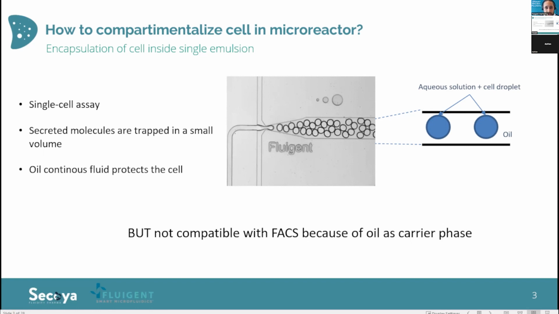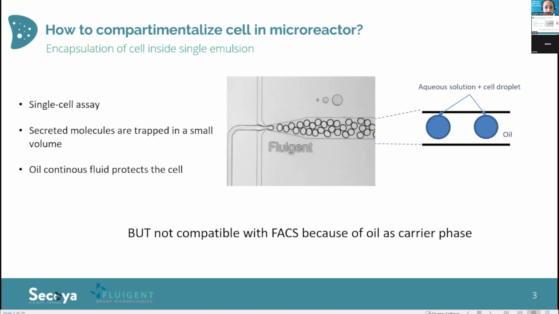However, this is a technology which has a limitation because the surrounding carrier phase is oil, and oil cannot be compatible with the FACS. When you are using a FACS, you have an aqueous buffer, which is used to focus the cells so they can go one by one in front of the laser and also inside another.